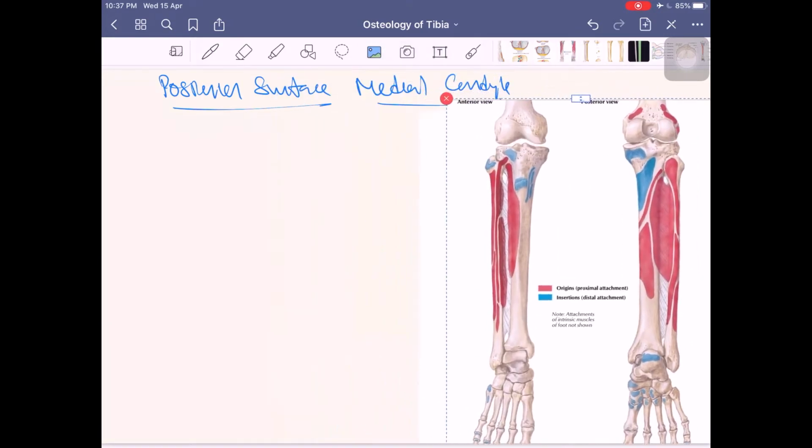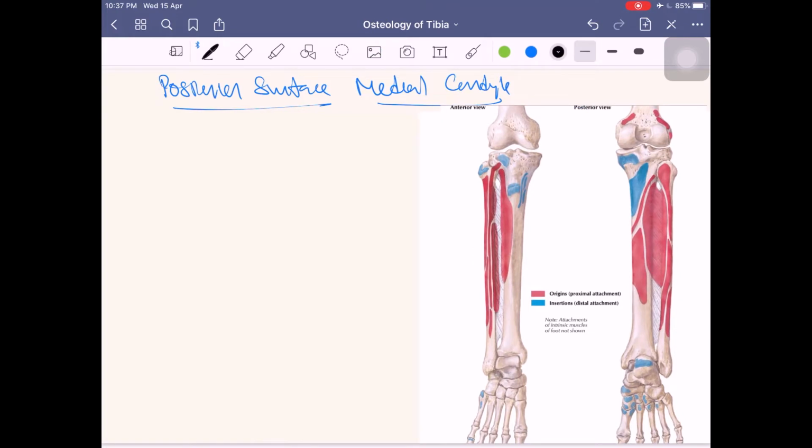Another picture. Here you can see this is our posterior view, and this blue area is the part of insertion of your semimembranosus muscle. So that's about your posterior. Superiorly you saw the menisci and the hyaline cartilage attached, and now posteriorly you have only one thing and only one muscle, that is the semimembranosus muscle in the transverse groove.